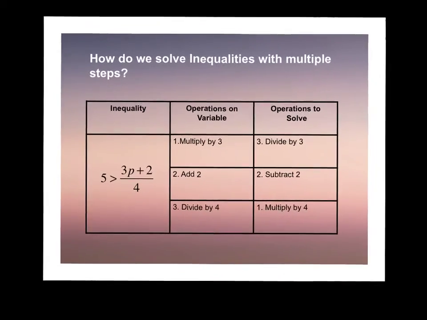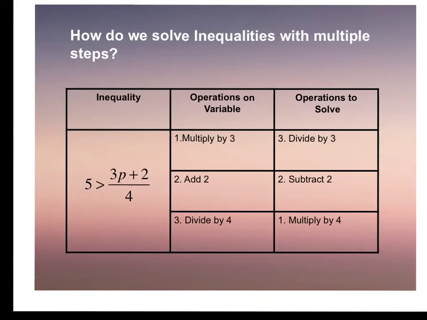By the end of this video, we are going to answer the question, how do we solve inequalities with multiple steps? Here's a graphic organizer of an inequality. 3p plus 2 divided by 4 is less than 5. And if we just had the variable p, we're going to talk about the operations on that variable.